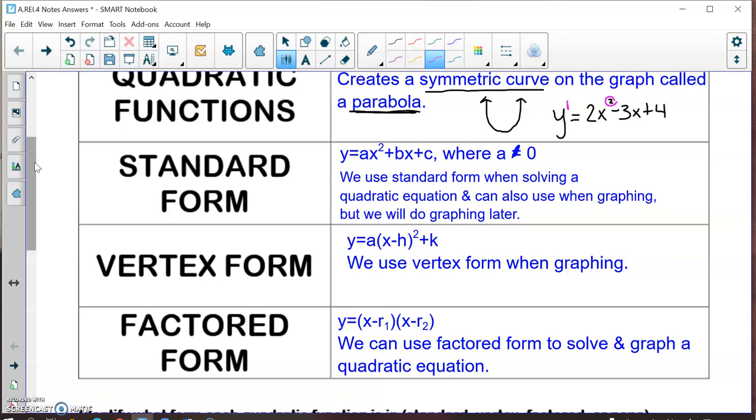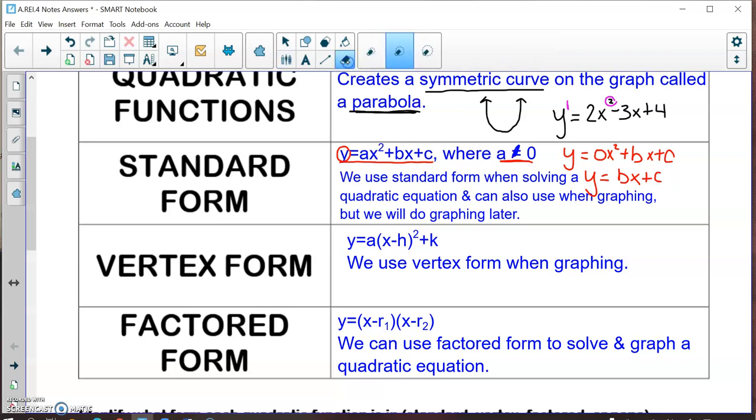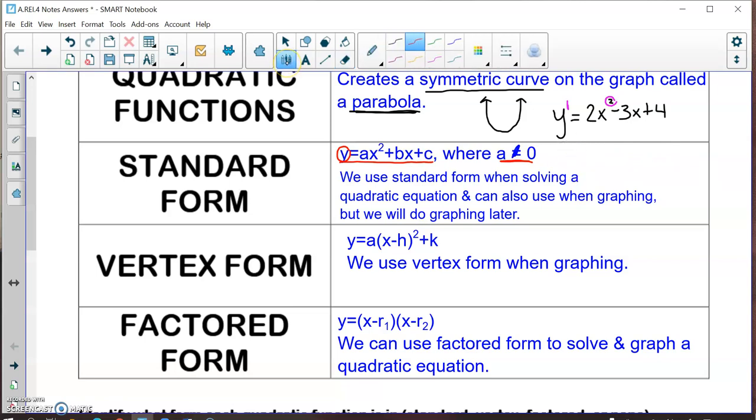The first form that we're going to learn is standard form. That is in the format of y is equal to ax squared plus bx plus c. Y must be isolated, and your a value cannot be equal to 0 because, for example, if a was 0, then we would have the equation y is equal to 0x squared plus bx plus c, and 0 times x squared would just wipe that term out, and we'd be left with the equation y is equal to bx plus c. And this would no longer have a degree of 2, and so it would become a linear equation, not a quadratic equation. However, you can have your b or c value be 0.